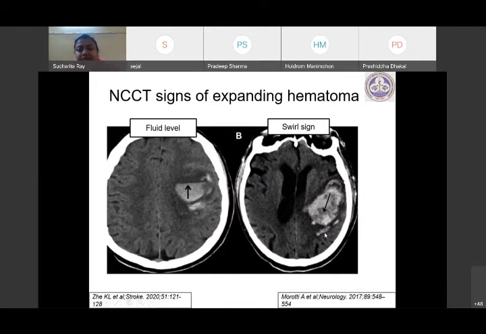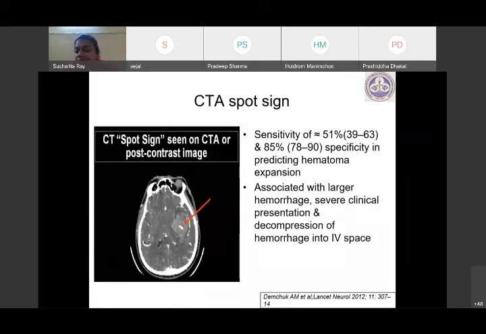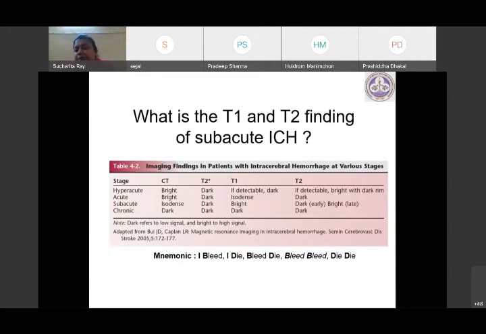So all these are signs of an expanding hematoma. On angiogram, you see the dye leaking at an active site. This is a post-contrast image, which is one of the relatively specific signs for expanding hematoma. And why is it important? Because hematoma expansion is extremely crucial for management.